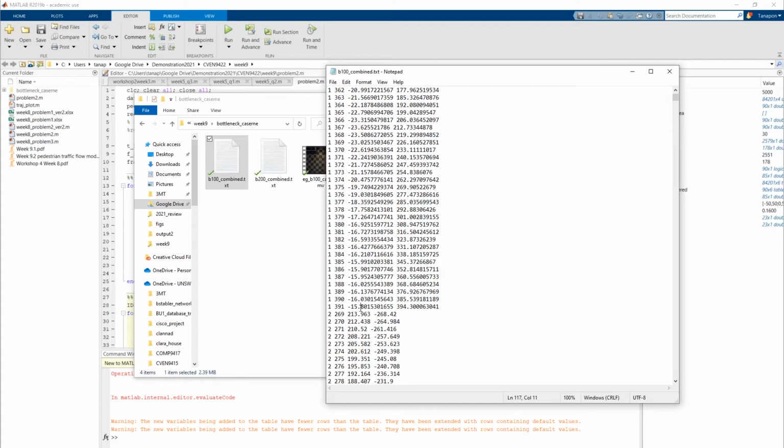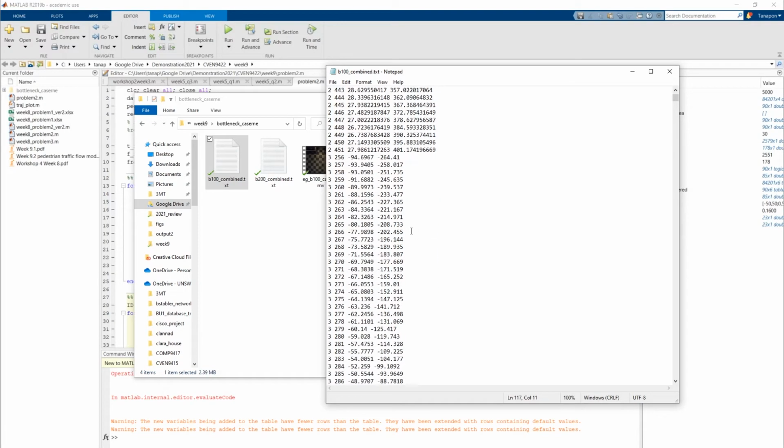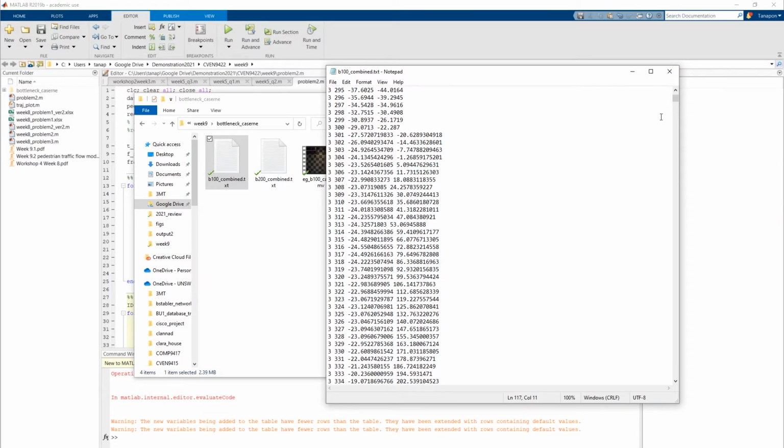The more sensitive your camera, I mean the more FPS, the more data there is, and the more detailed your outcome is going to be. So if you use a good camera that captures 60 or 100 FPS, then you're going to have a lot of rows here.